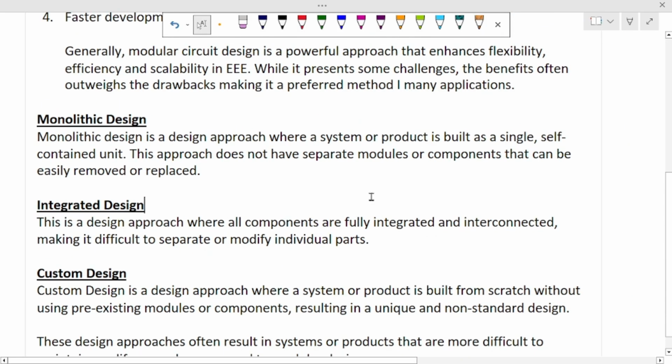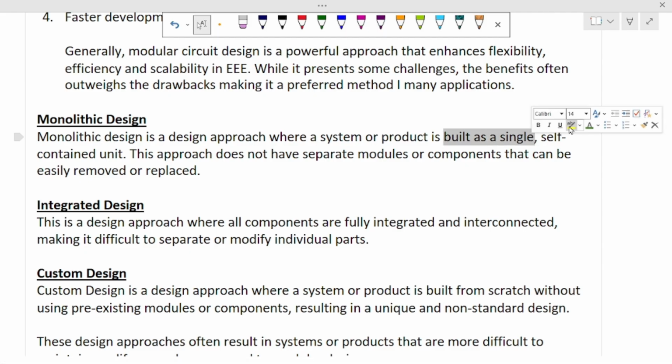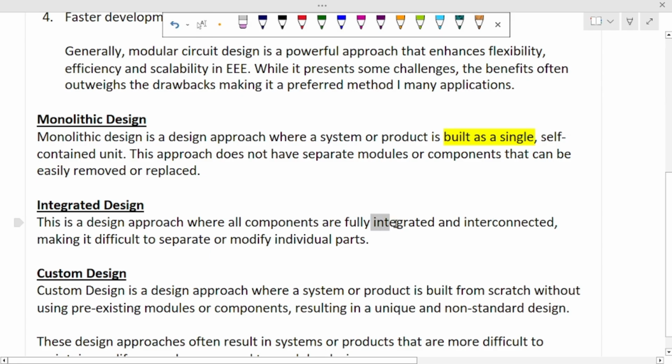Monolithic is built as one. Look at it. Built as what? A single. For this one, they are not built as a single. They are built separately. Okay? Approach where all are integrated and interconnected. Now they are built separately. After building them separately, then you now what? Integrate them. Integration happens. Are we together?